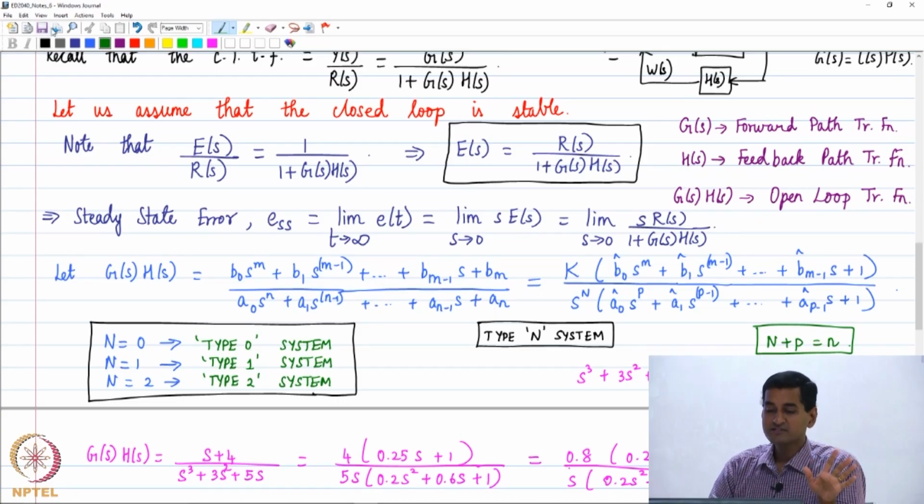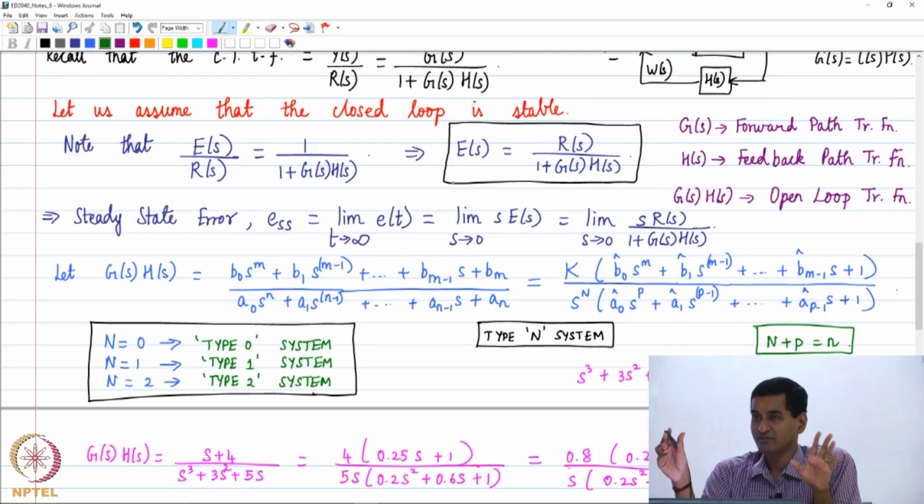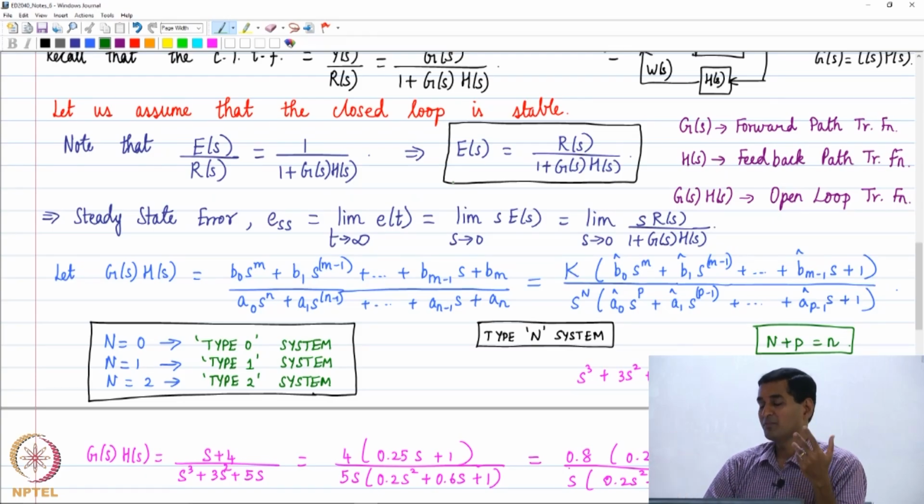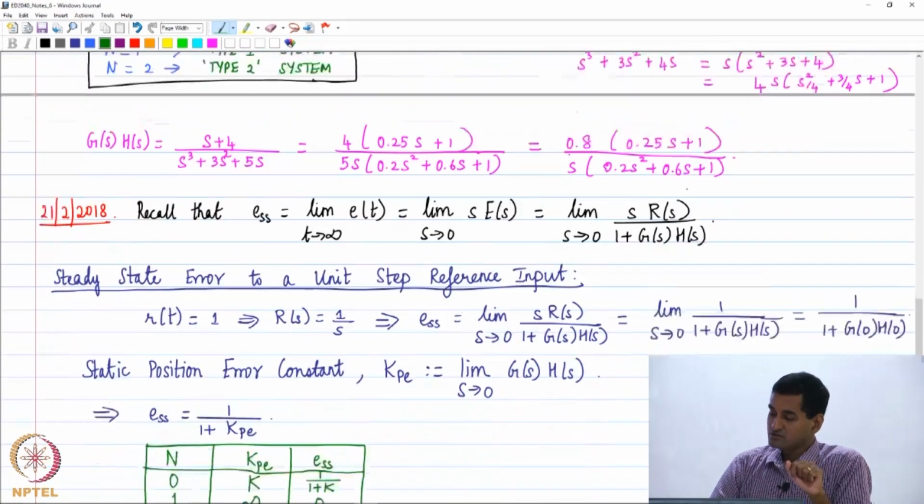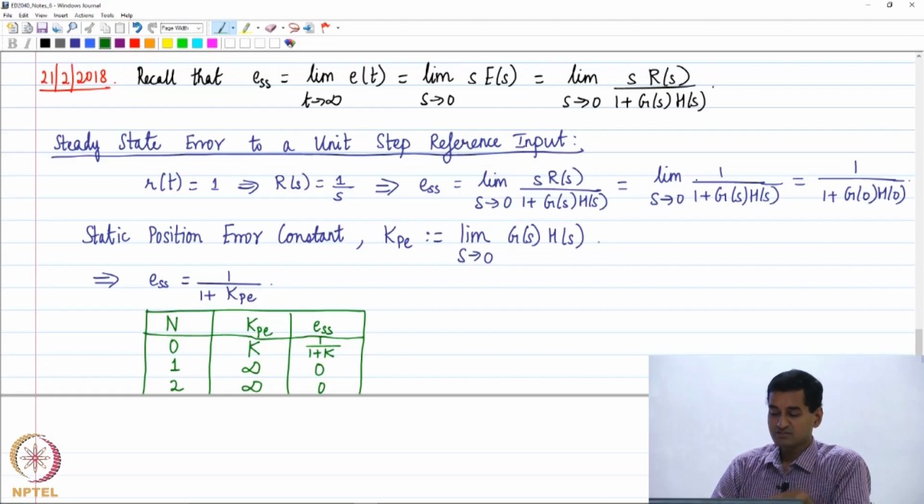So please note, from here onwards I am not going to tell all the adjectives before the word system, right. We looked at that in the first few classes. Throughout this course we are going to be interested in single input, single output, linear time invariant, causal, dynamic systems, okay. That is frozen, unless otherwise I say so. So obviously we are going to work with proper transfer functions, that means small m is less than or equal to small n, okay. So this is the steady state error for a unit step input.